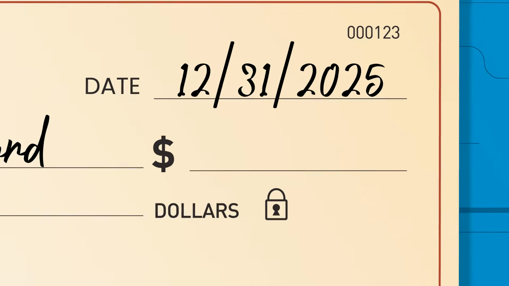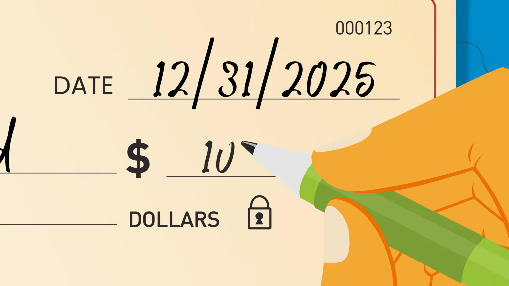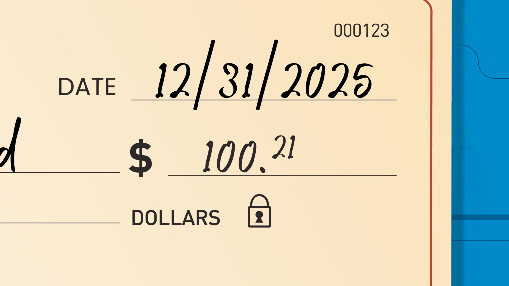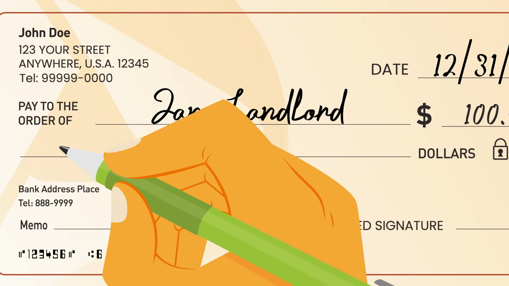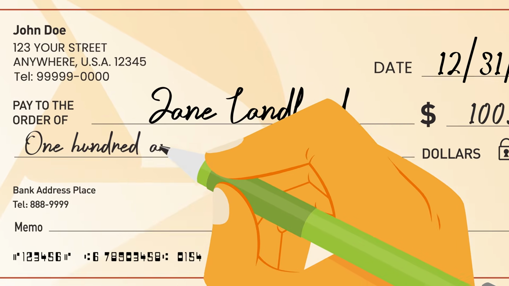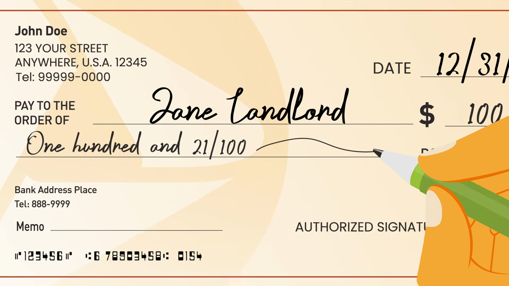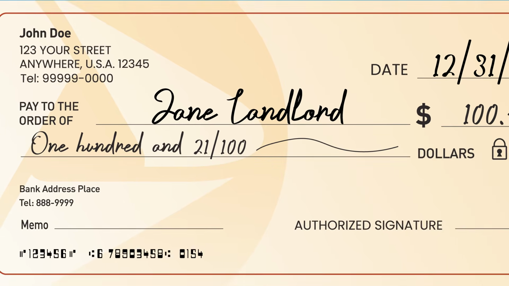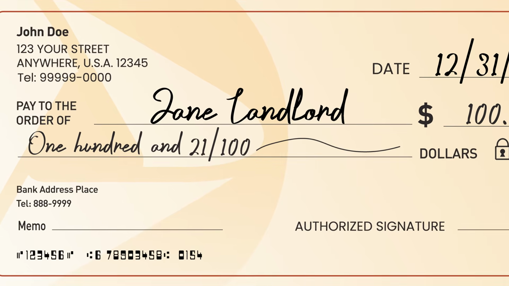Step 3. On the right side, look for the box and enter the amount in dollars and cents with 2 decimal places. Step 4. Write the payment amount in words. Fill in the dollar amount, write "and," and add the cents in fraction form. So 21 cents is 21 over 100.